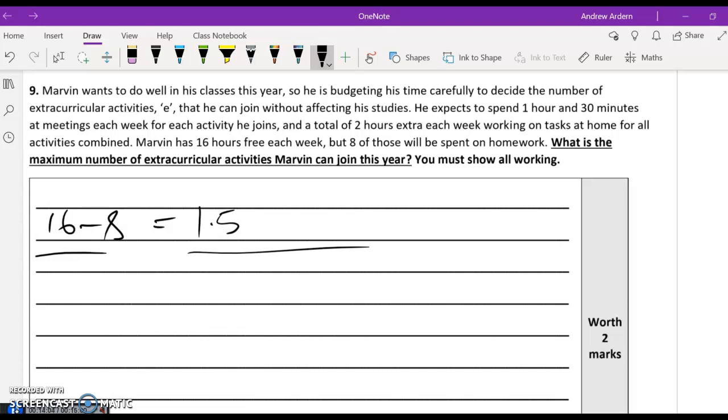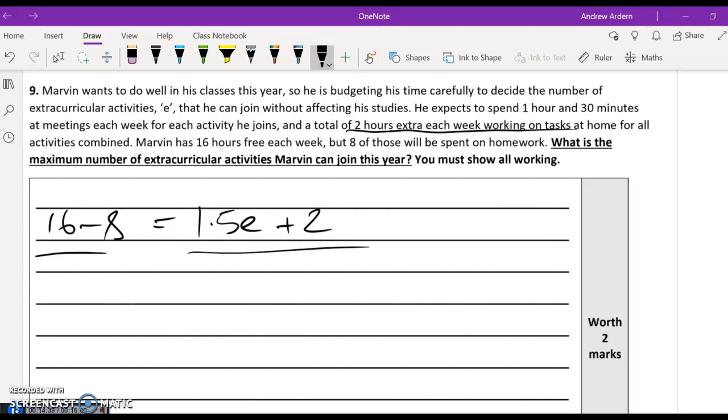So instead of writing 1.3, that's not hours or minutes, that's kind of like a random number. So either 1.5 hours or 90 minutes, isn't it? So 1.5 hours is 90 minutes. You could work it all out in minutes and you'll still get the right answer. But I'm going to use 1.5e, but he also has to account for 2 hours extra working on tasks at home for all activities combined.